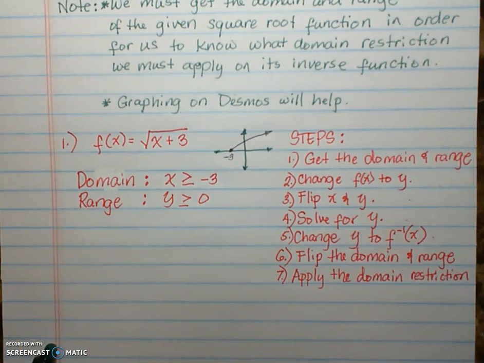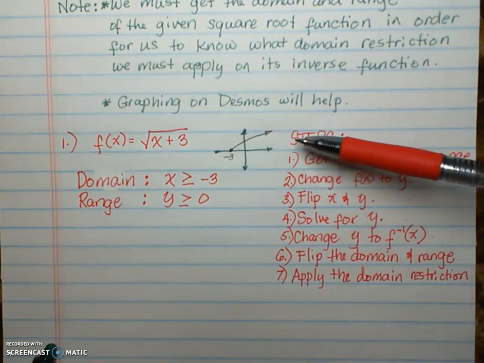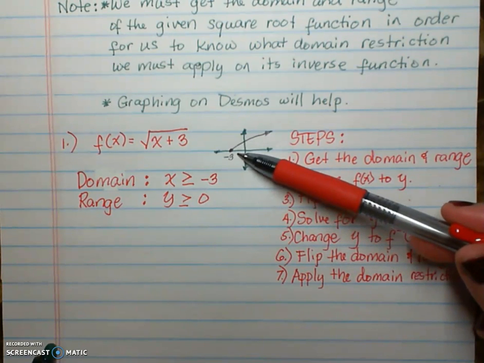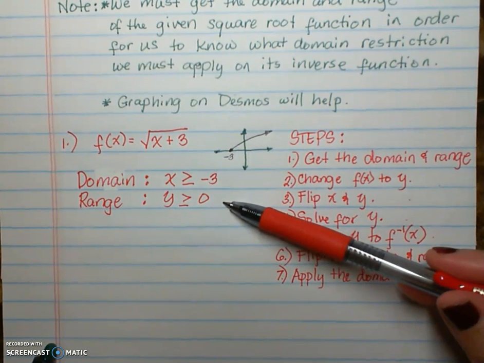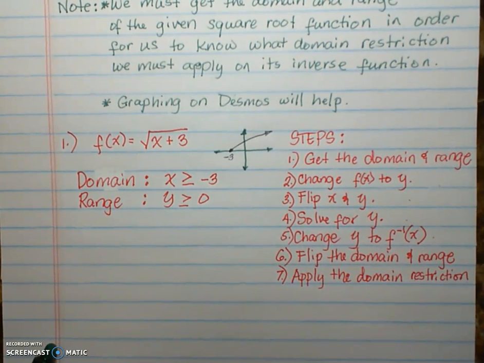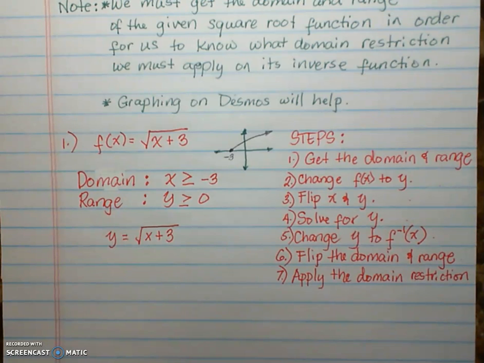All right, so now it is important for you to please take note of those. So again, the domain for this particular graph, which I sketched here, is x greater than or equal to -3, and your range is y greater than or equal to 0. Now let's go ahead and begin the process of getting the inverse. So the second step is change f of x to a y. And then now let's go to the third step, which is flip the x and the y.